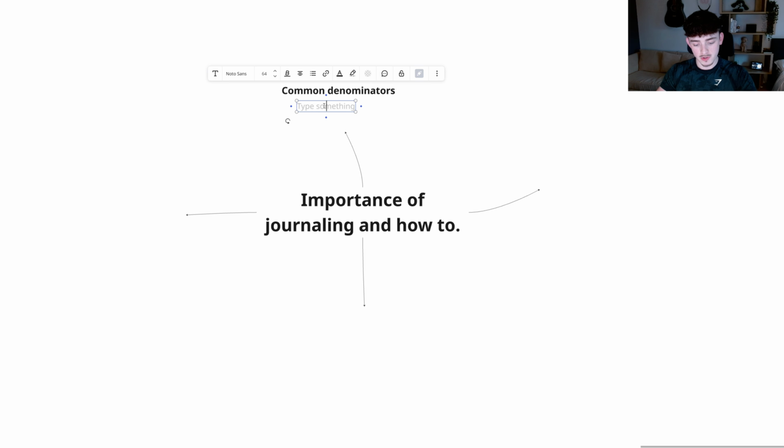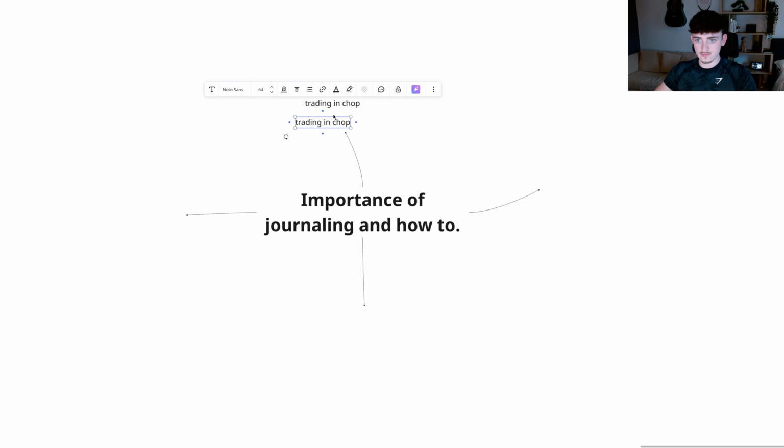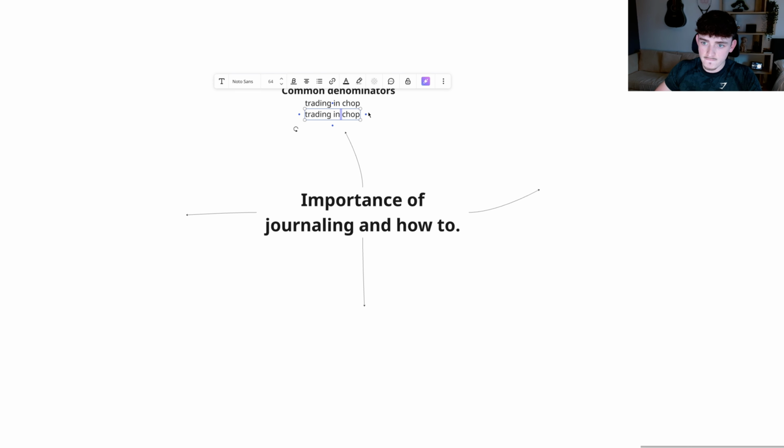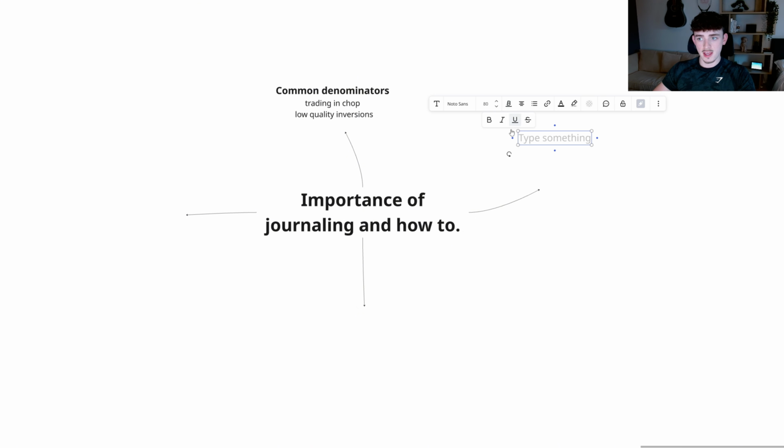So for this one, it could be trading in chop or low quality inversions. So like how they closed or the liquidity pool you were targeting, or you could even prefer to trade in London.